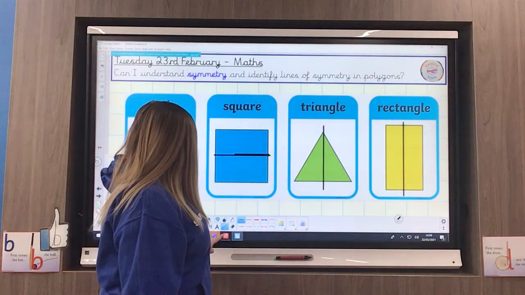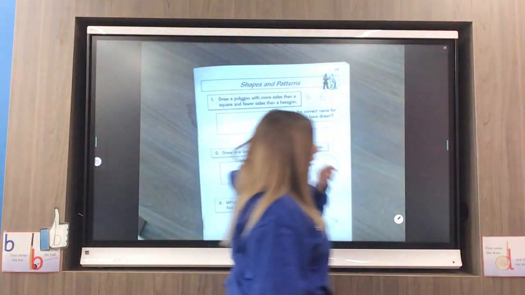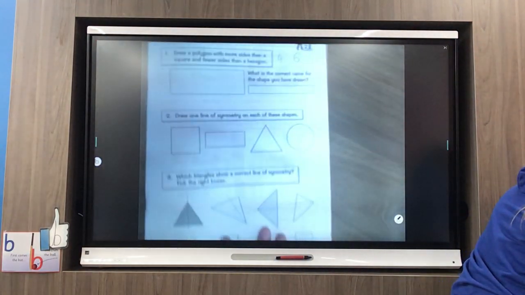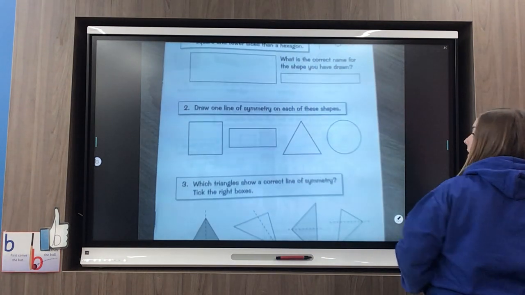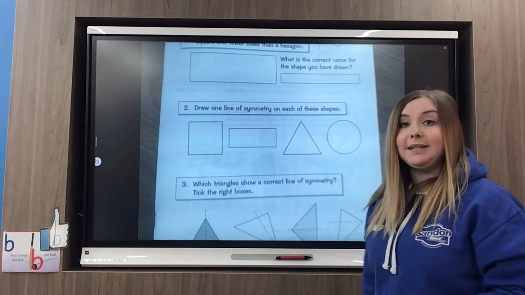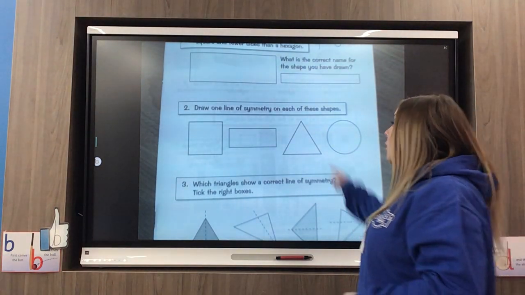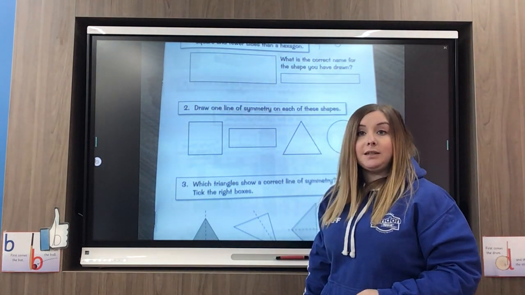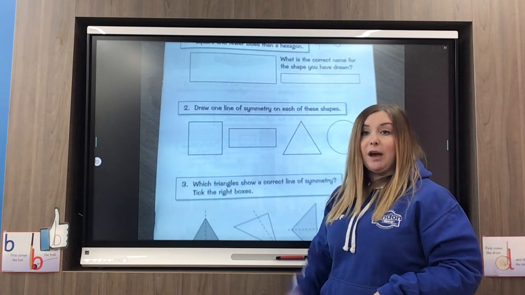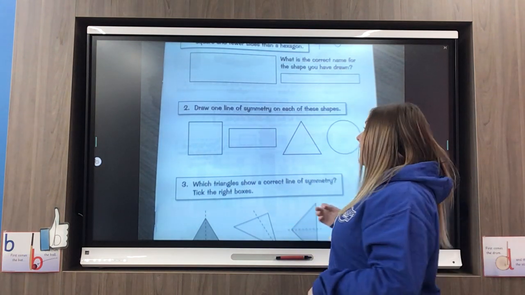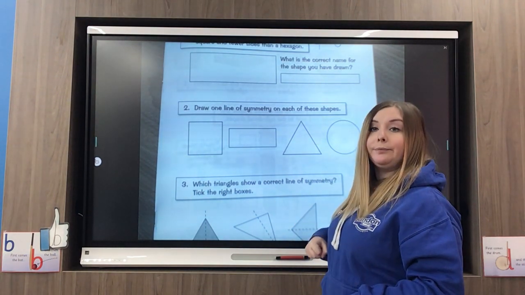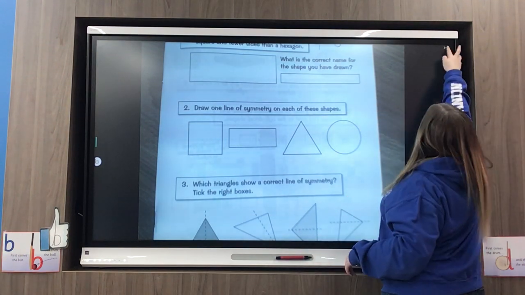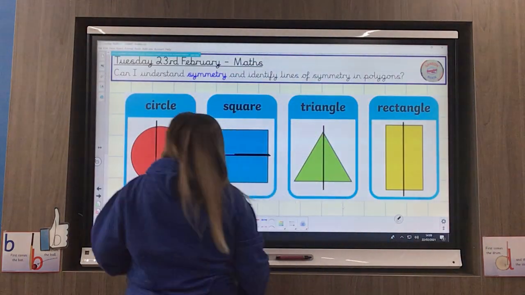So if we now go back to your booklet, year 4, that's what question number 2 is asking you to do. Draw one line of symmetry on each of these shapes. So just like I did, I found the middle and I drew my line. Okay.